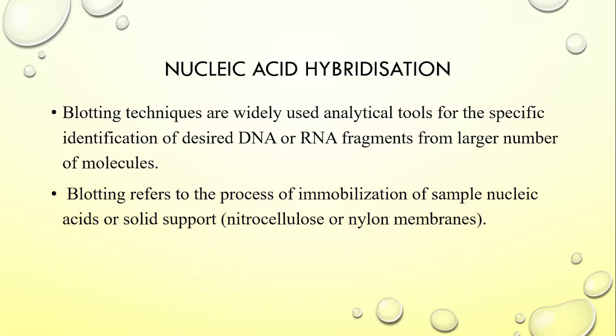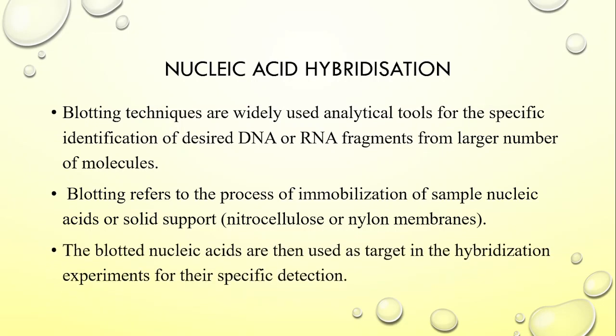So, blotting actually refers to the process of immobilization of the sample nucleic acid on a solid support. Literally, you are immobilizing the nucleic acid, either DNA or RNA, onto the solid support, which is a nitrocellulose or a nylon membrane. After blotting, the blotted nucleic acids are then used as target in the hybridization experiment for their specific detection.